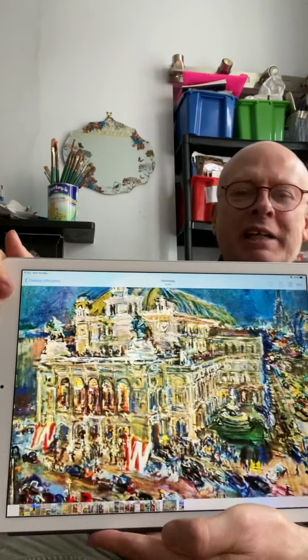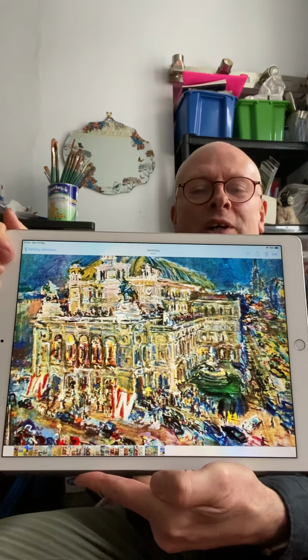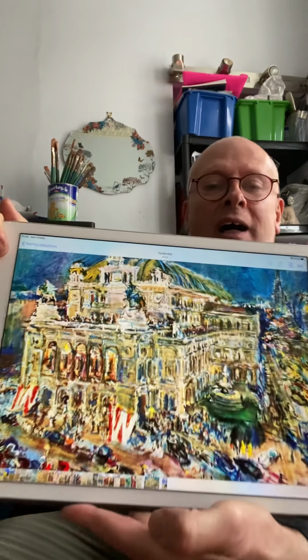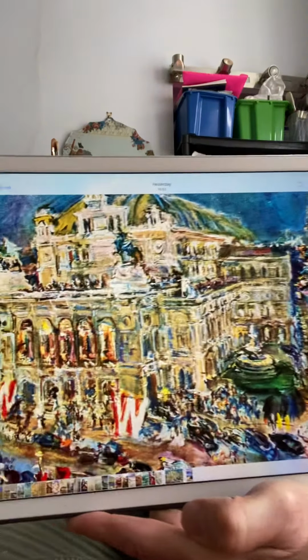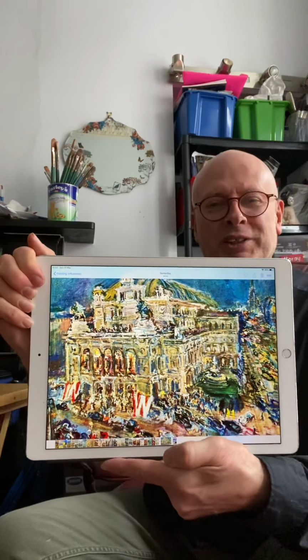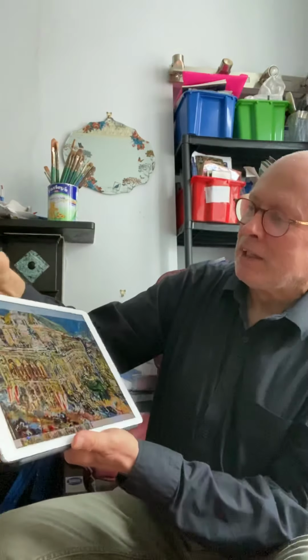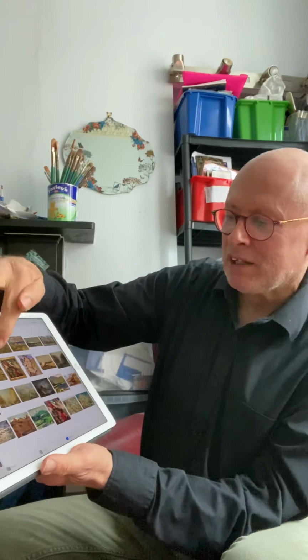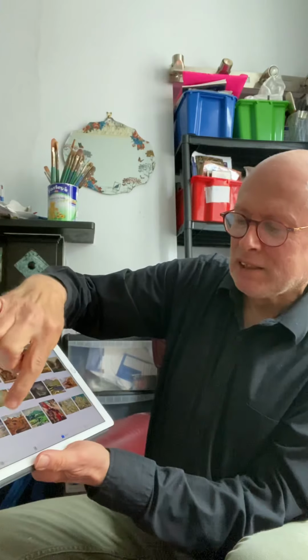And more native to Kokoschka is the Opera House in Vienna. And just look at that. Just look at the energy and the thick brushwork in this picture here. I just love it.